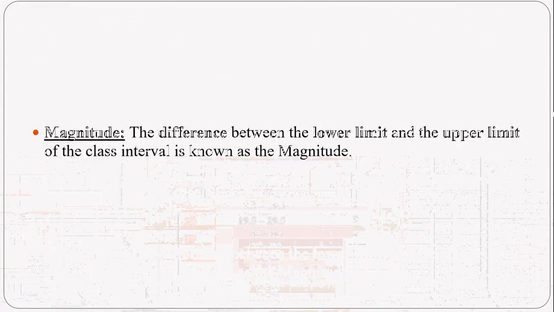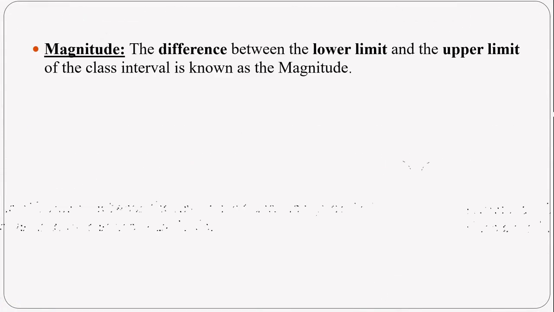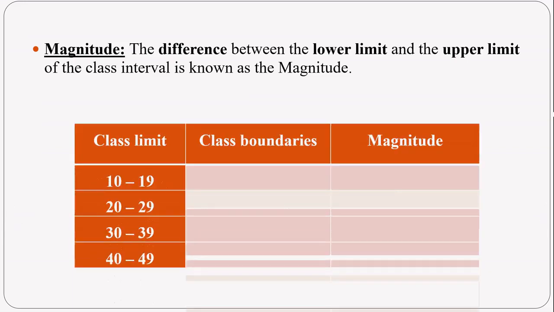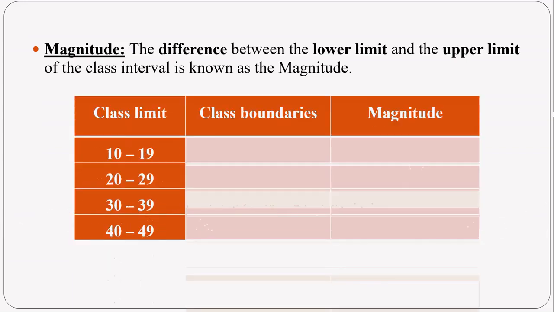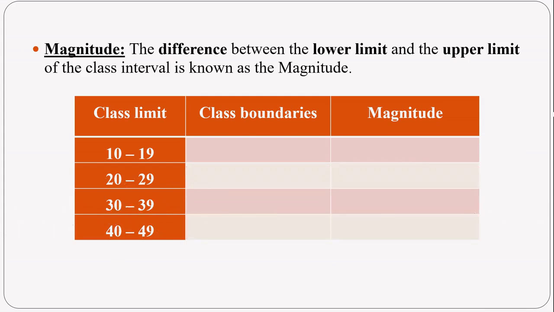Now let me explain what magnitude is and how to find it. The difference between the lower limit and upper limit of the class interval is known as the magnitude. How to find it? Let me give you a simple example. Now the class limit is given. This is the question: you need to find the class boundary and magnitude.